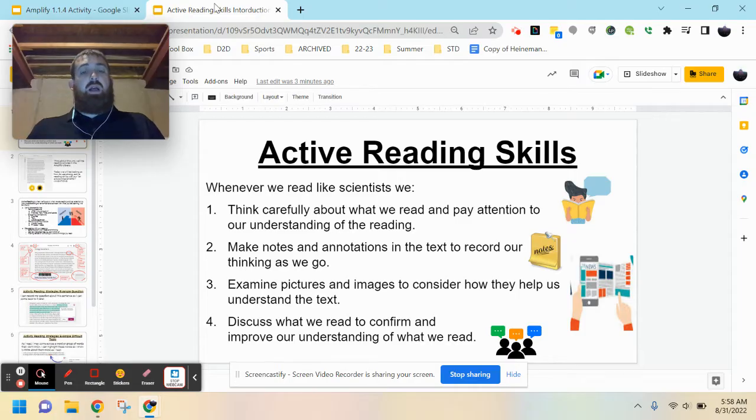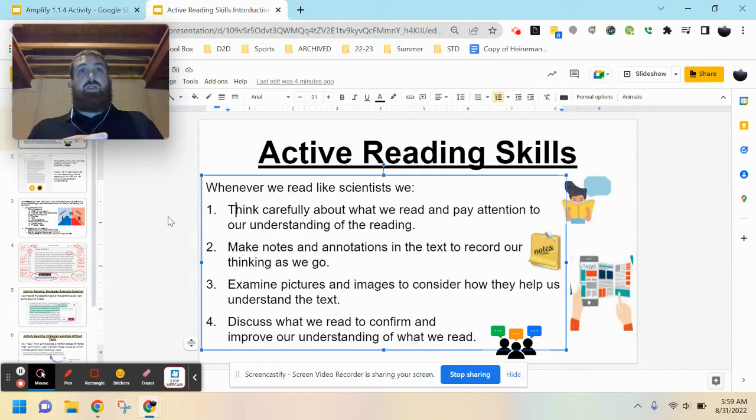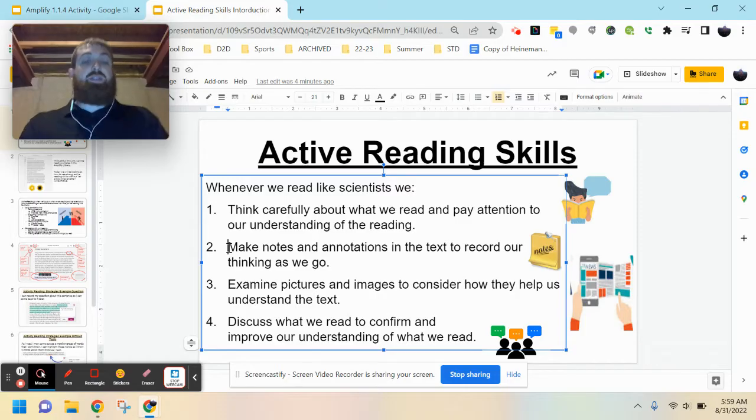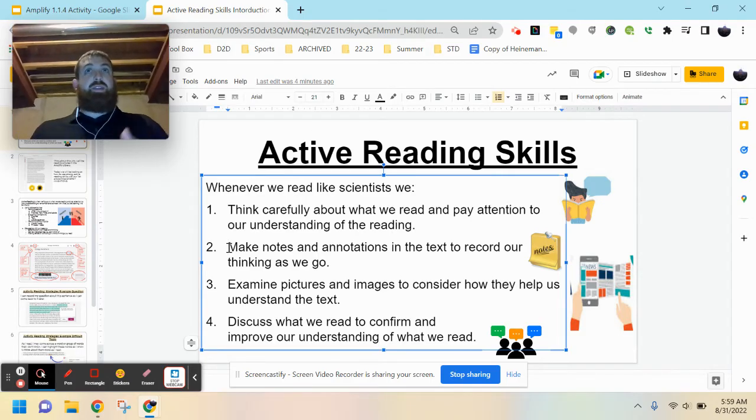Whenever we read like a scientist, whether that is a scientist reading a big scientific journal or us reading a scientific article in class, there's four things we do to help better our understanding of what we read. Number one is we think carefully about what we read and we pay attention to our understanding. Whenever scientists read, they make sure that they understand what they're reading. And if they don't understand something, they got to figure it out. They can't just let that go or forget about it. The second thing is we make notes and annotations in the text to record our thinking as we go. We are actively having a discussion with the text. It's us and what we're reading talking together.